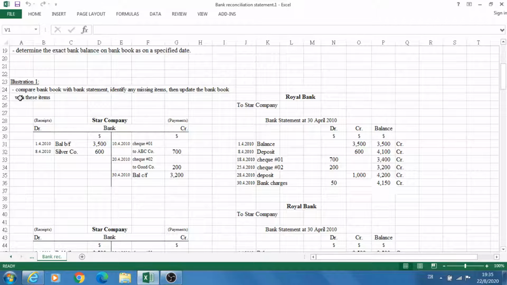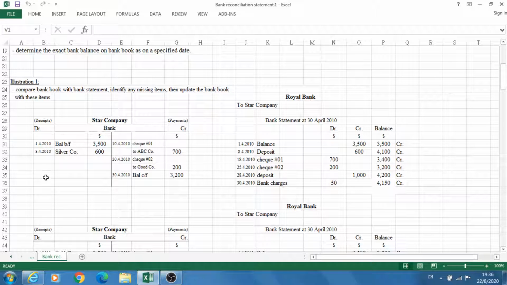Illustration 1. Compare bank book with bank statement. Identify any missing items, then update the bank book with these missing items. This is the bank book of Star Company. This is the bank statement from Royal Bank to Star Company. Compare the debit side of the bank book with the credit side of the bank statement. Compare the credit side of the bank book with the debit side of the bank statement.